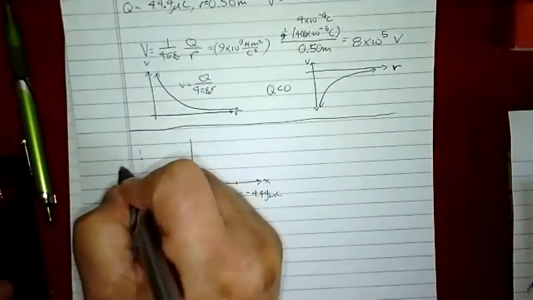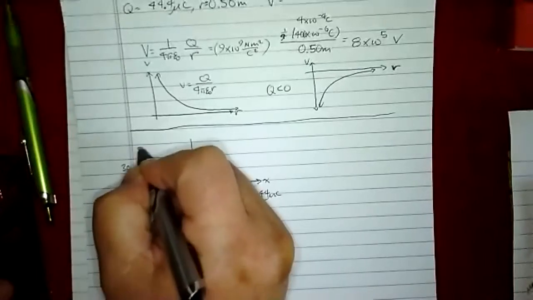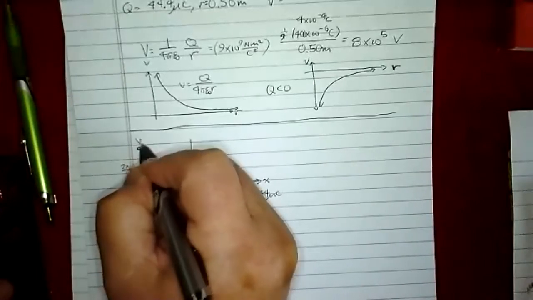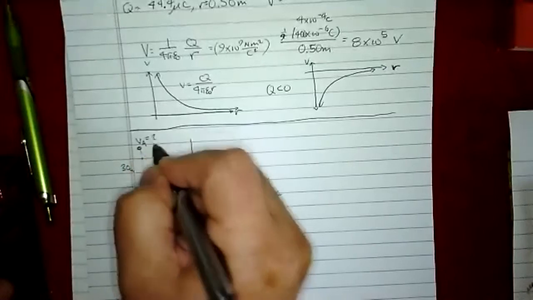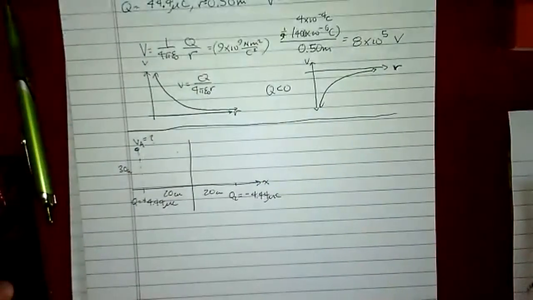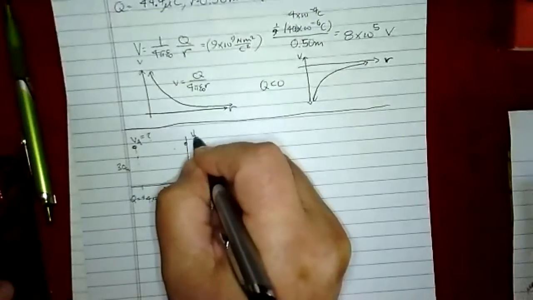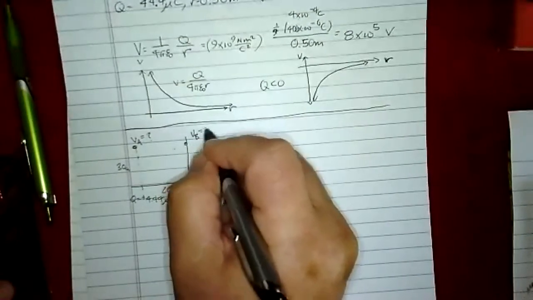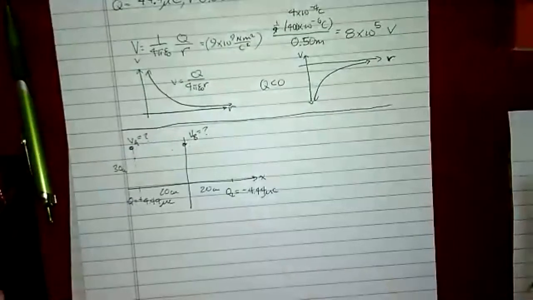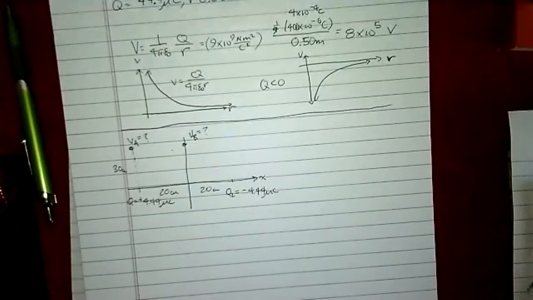And in part A, let's say this distance right here is 30 centimeters. I'd like the electric potential at A. And then for part B of this problem, I'd like to know the electric potential at B, which is that point right there. Okay. So this is actually going to be unbelievably easy compared to what we've been doing.